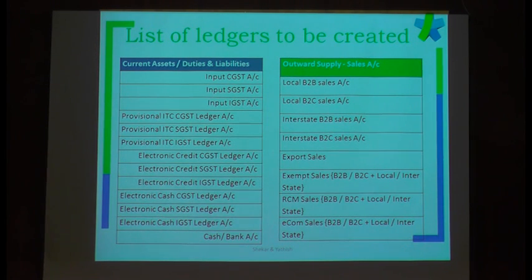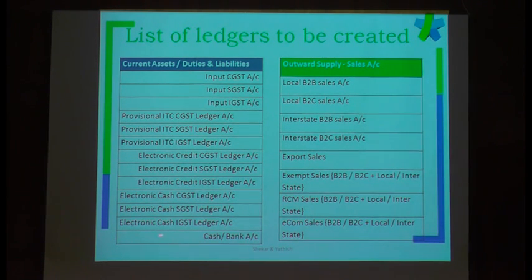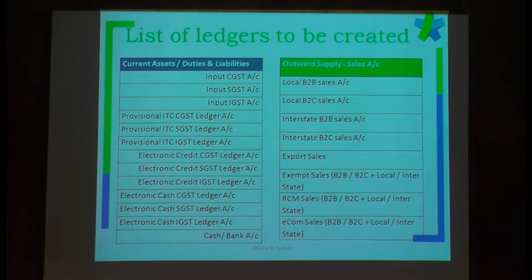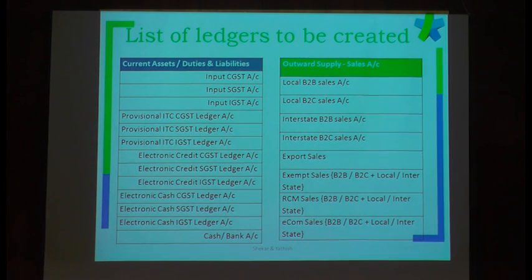Then when we make a cash payment, it will be shown in our electronic cash CGST ledger, SGST ledger and the IGST ledger. Here we have to be very careful when we are making the payments. These payments have to be done with respect to IGST or CGST or SGST, because once it is paid wrong, I will not be able to get a refund of it, or I will get a refund, but that is going to take time.